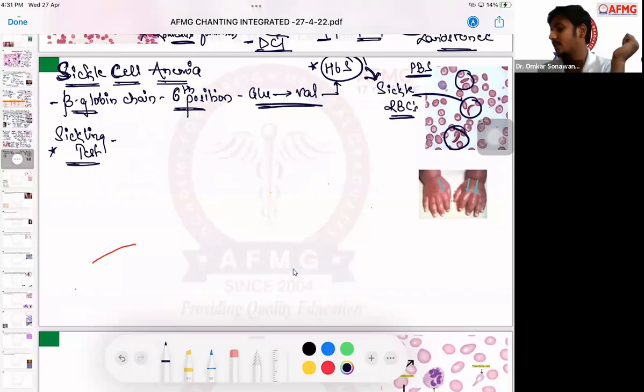And what is the agent used? Important one-liners, guys. Previous year questions, I'm not asking anything irrelevant to the topic. Some points I'm just explaining to give you the basis. These are all the one-liners that I'm asking you. Sickling test is induced by which chemical or which agent?